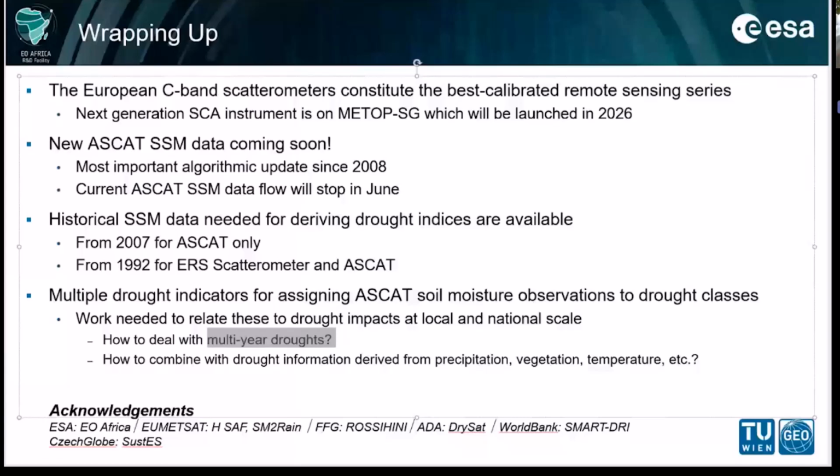So for mid-latitudes, like for example Europe, on most days we have 2 measurements per day. If you're in Africa, I would say with 2 satellites, also with ASCAT, you typically will have 2 measurements per day, but not as often as over Europe, for example.